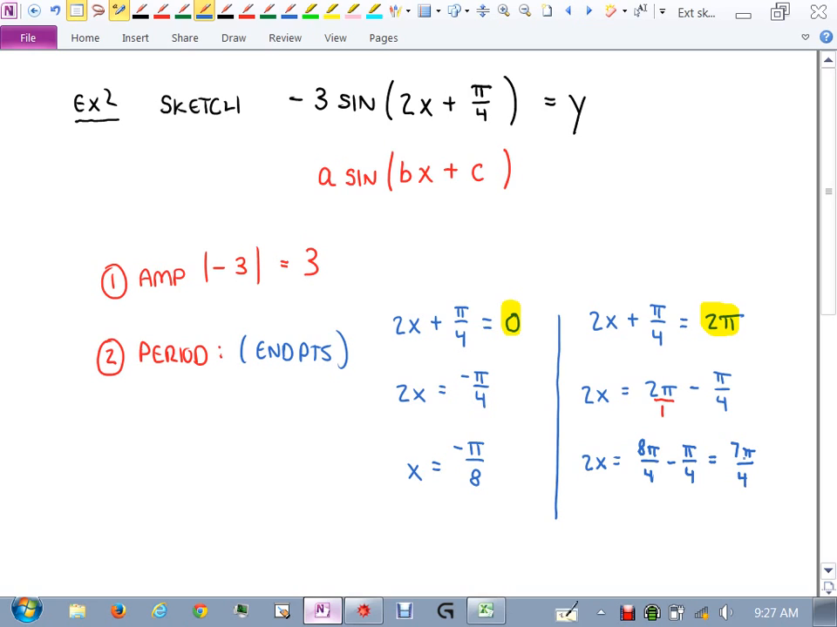Am I done? No, now I have to divide by 2, right? I have to divide by 2 because I have that 2 over here. So I get my final result, x is equal to 7 pi over 8. There we go. 7 pi over 8. Okay?